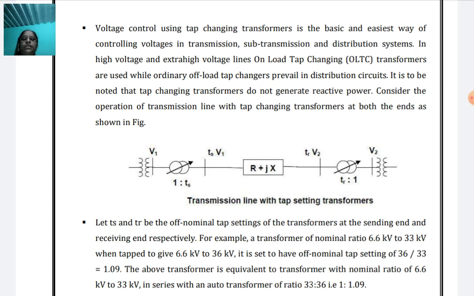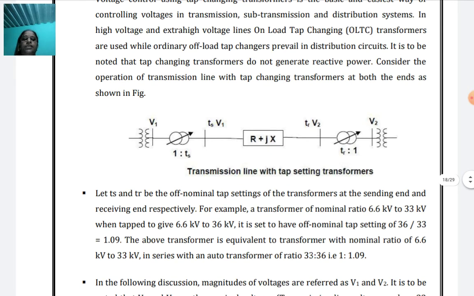There are two transformers. The transfer ratio of one is 1 to TS, and the other is TR to 1. I take one example, a 66 kV to 33 kV transmission line. From this we can study the function of the tap changing transformer and how to control the voltage.